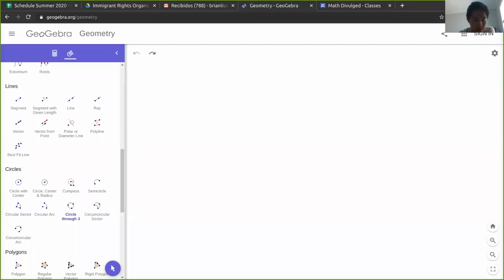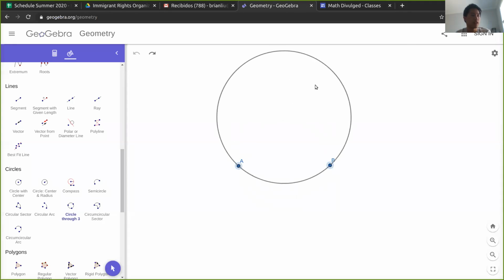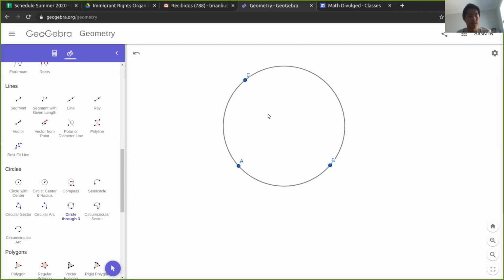Yeah, 3 points can be considered as the vertices of a triangle, and every triangle has a circumcircle. Thanks, Ujesh, for adding that. Okay, so let's construct a circle. If we have just 1 point, there are so many circles that can contain that 1 point. If we have 2 points, we have many circles that also contain these 2 points. But if you have a third point, that's fixed, right? Wherever we move the mouse around, there's no other circle we can make that contains these 3 points.